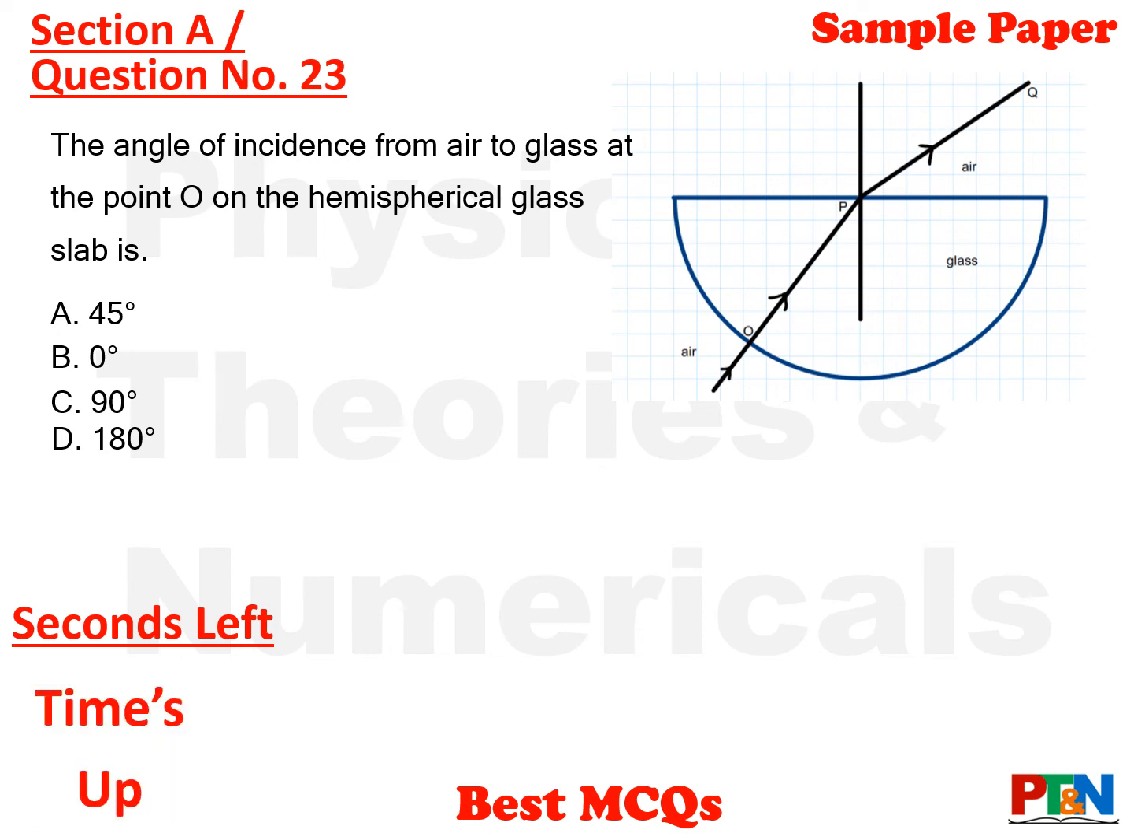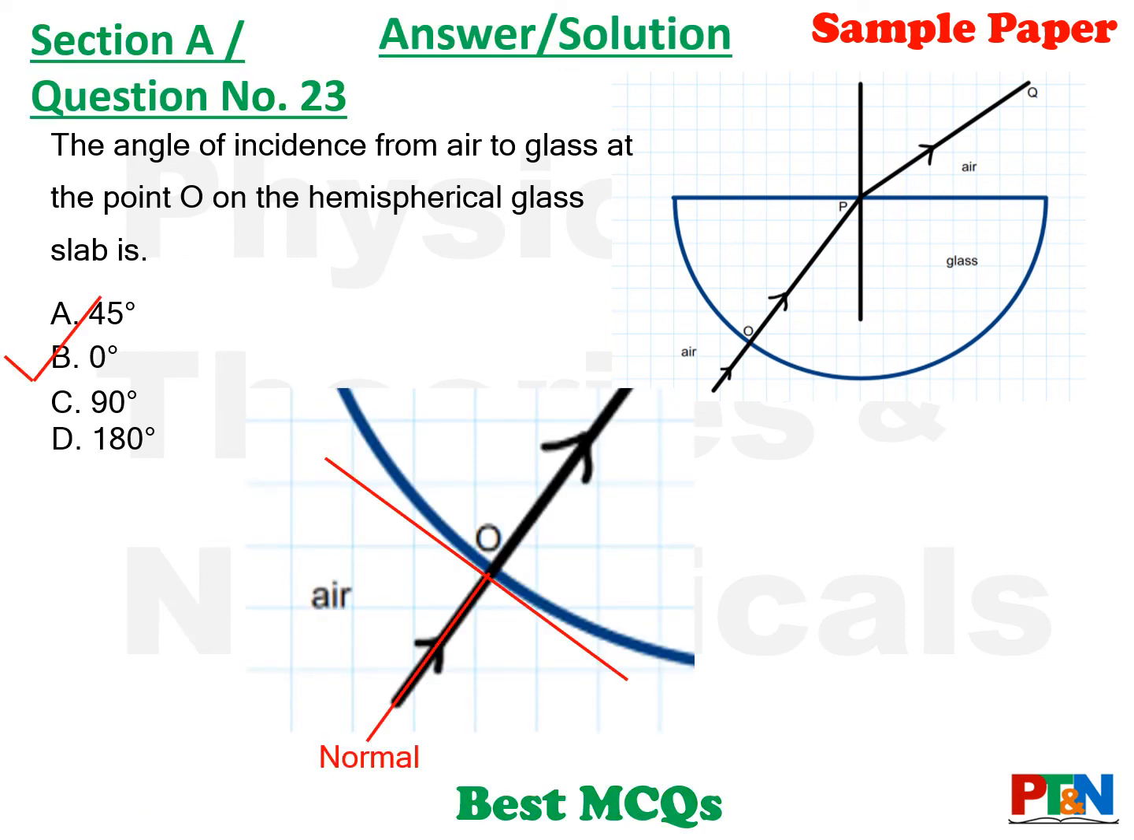Time's up. Let's see the answer. The answer is option B, that is 0 degree. See, for any refraction or reflection, if you need to find out the angle of incidence, you need to draw a normal at the point of incidence. So here O is the point of incidence, that is circular, so you need to draw a tangent there and a normal. So once you draw the tangent and once you draw the normal on the point of incidence, you can see that incident ray is matching with the normal. That means angle of incidence is 0 degree.